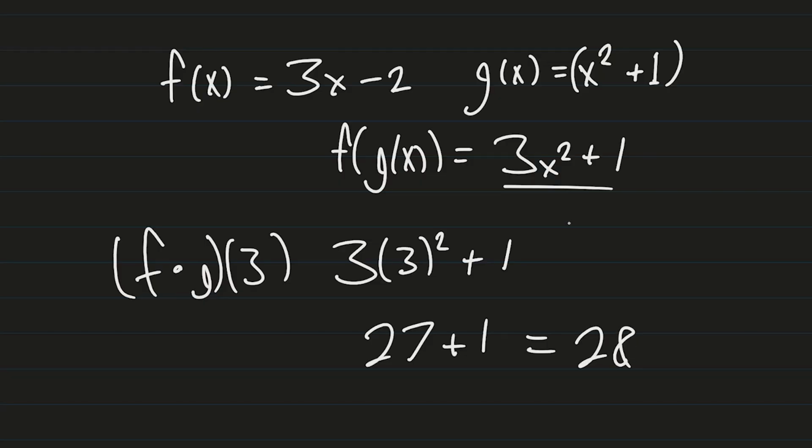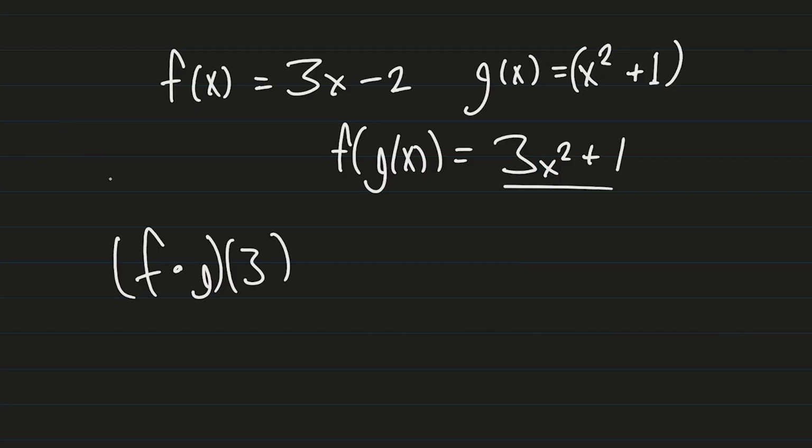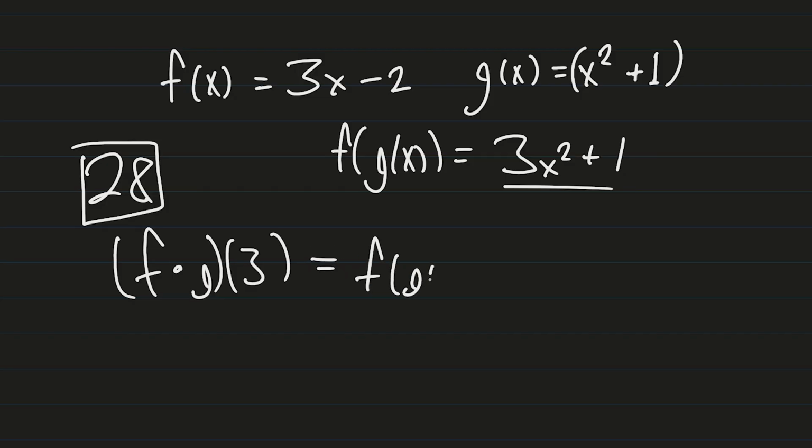But there's also another way to do this. So we know for sure our final answer is going to be 28, so I'll leave that over here. But let's try the other method for doing this. We know that this is the same thing as f of g of 3, right? Because this is f of g of x right here, and this says that our x will be 3. So we just have to plug in 3 for x, and this part remains the same.